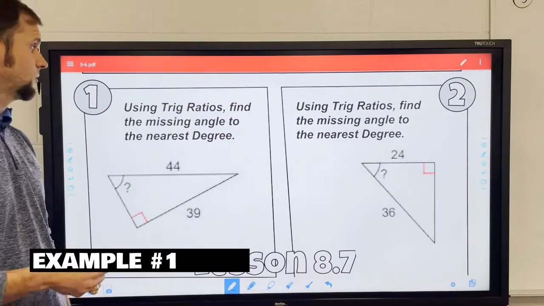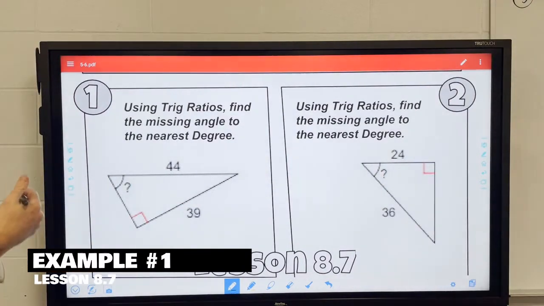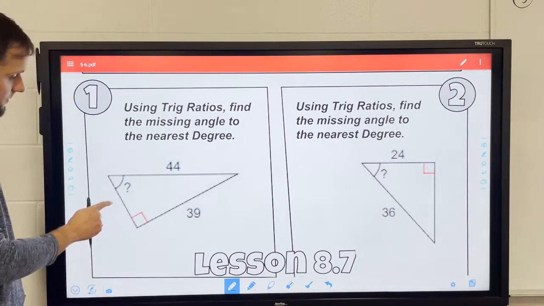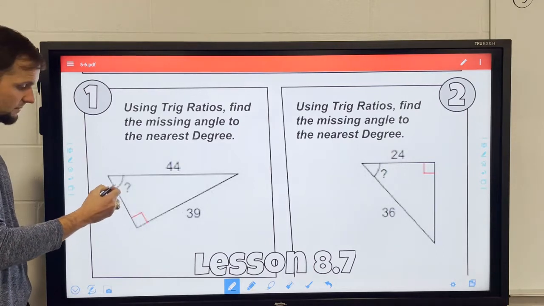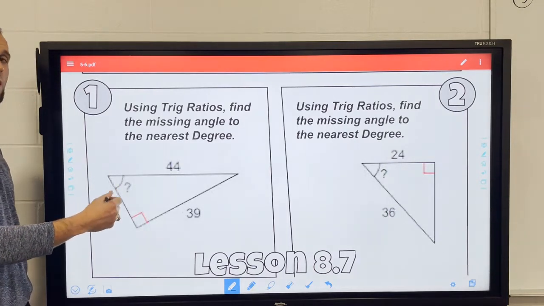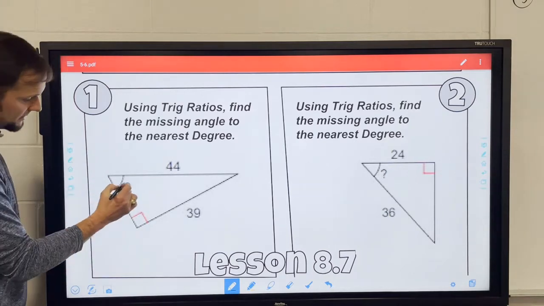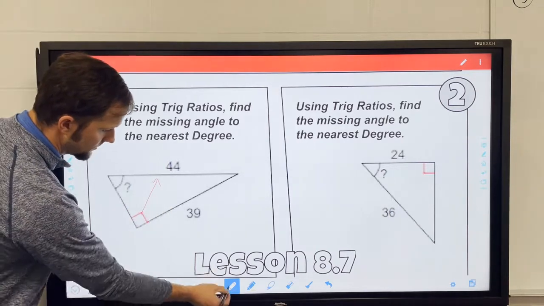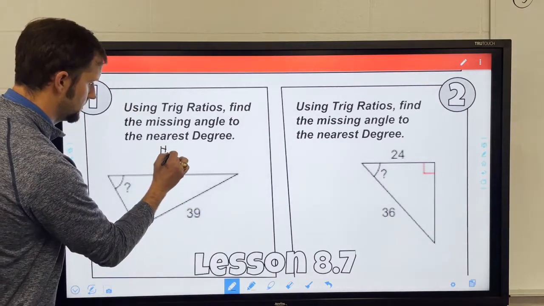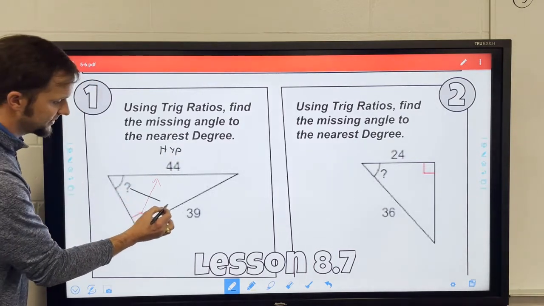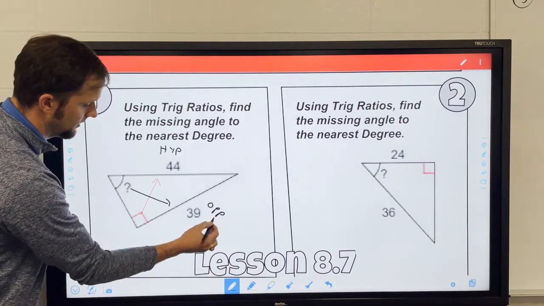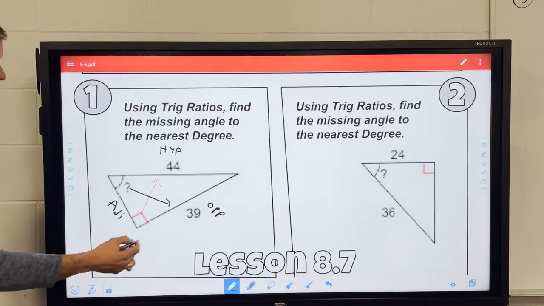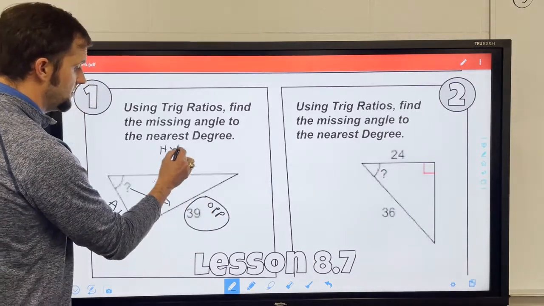All right, so on example number 1, it says, using trig ratios, we need to find the missing angle to the nearest degree. So right now in this instance, they're giving me my question mark here. So this is going to be my reference angle, okay? So now let's look at the sides that they've given me. From this angle, opposite my 90-degree angle is always going to be my hypotenuse. Opposite of my reference angle is going to be the opposite side. And then over here is obviously going to be my adjacent side.